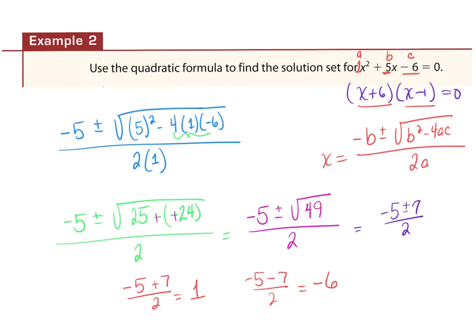Now, clearly, I would not use quadratic formula here. I would use factoring for something like this. The factoring would have been much faster. But I'm showing you one that you could use factoring for so you can see that it actually does work for those ones that factoring is not something you want to actually try to do.